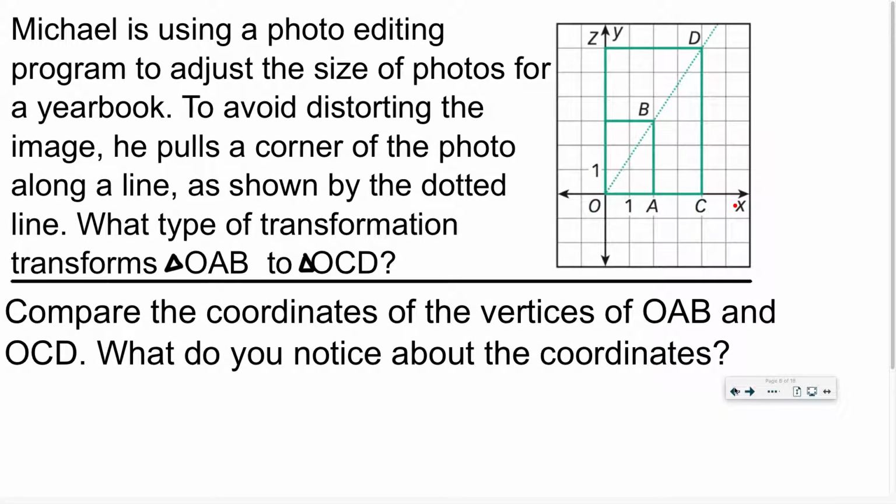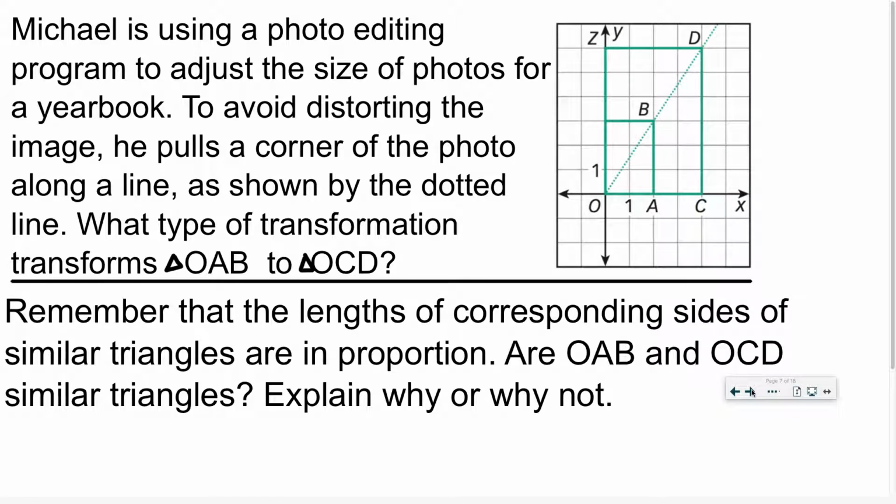Oh, actually, no, let's go back here. So let's talk about the coordinates. Let's look at this one. What's the coordinate of that B point? 2, 3. And its new coordinate is this D point. What's the relationship there? 4. Good. So again, that same relationship that you identified with the lengths comes back into play when we talk about the coordinates.